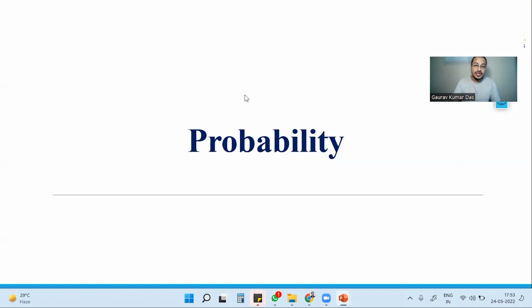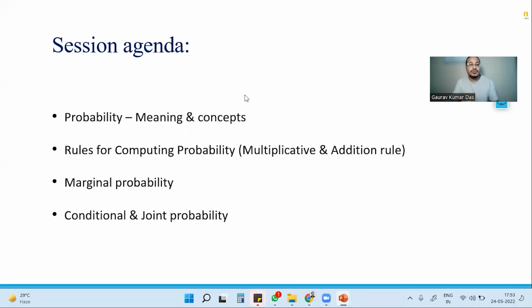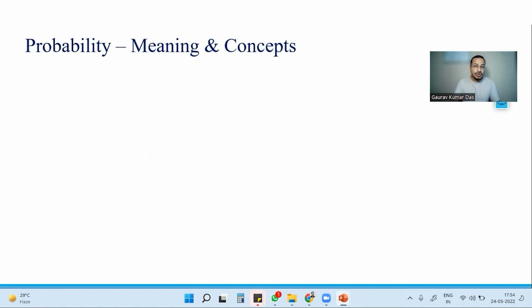So if you look at the session agenda today, we'll start off with probability, its meaning and other concepts associated with it. The rules for computing probability, like the multiplicative and addition rule, I'll explain to you properly. We'll also discuss some other kinds of probability which we calculate in more complex data, like marginal probability, conditional, and joint probability as well. So let's start.